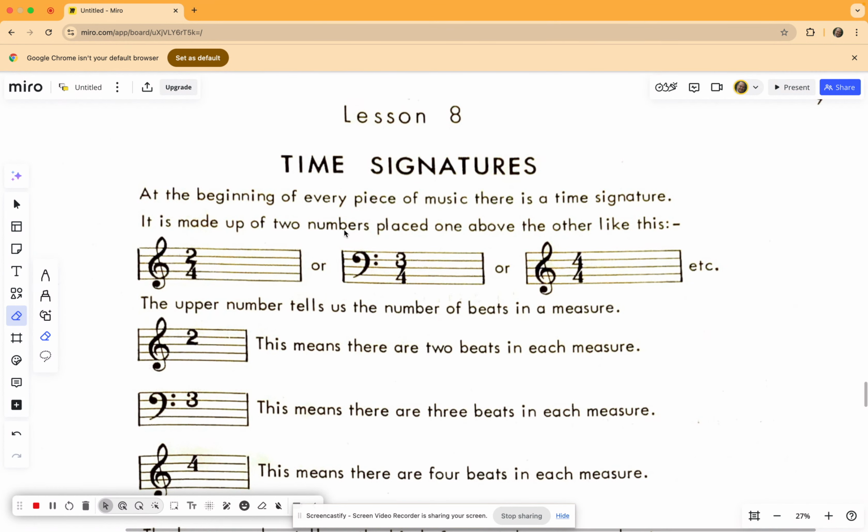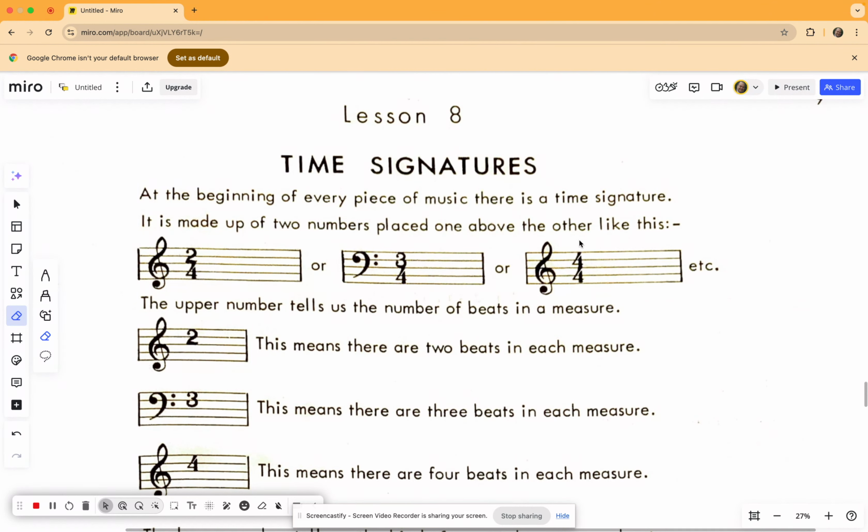It is made up of two numbers placed one above the other, like this: 2 over 4, or 3 over 4, or 4 over 4. In this case, there would be two primary beats in each measure. So 1, 2, 1, 2, 1, 2. It feels like that's the way it flows. In this particular case, there will be three primary beats in each measure. So you would feel it with an accent on the first beat. So 1, 2, 3, 1, 2, 3, 1, 2, 3, 1, 2, 3.